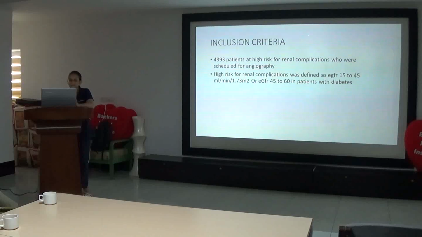In the PRESERVE trial, which was a multicentre trial done in Australia, it's not Indian data, but it is pertinent data. Around 5,000 patients at high risk for renal complications were scheduled for angiography. And what is high risk? eGFR from 15 to 45 ml per minute in patients without diabetes, or eGFR 45 to 60 in patients with diabetes.